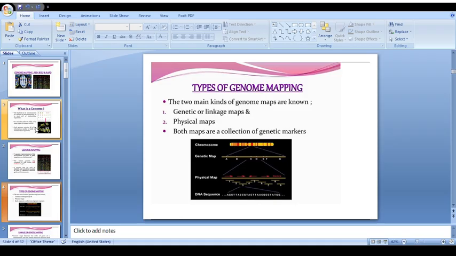It is short tandem repeats and long tandem repeats, as well as interspersed repeats. It is VNTR, STR, as well as SINE, LINE, and Alu elements. All these are called genetic markers for a particular genome.